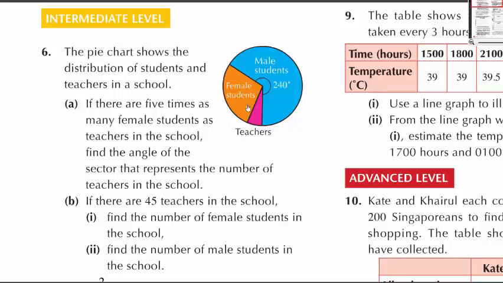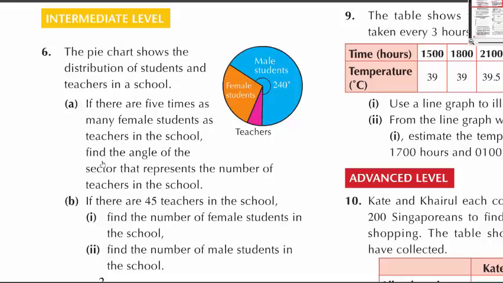So these two sectors, the angles are unknown. So let's read part A. There are 5 times as many female students as the teachers in the school. So which means that this is 5 times of the sector corresponding to the teachers. Altogether, there will be 6 parts. 5 parts in the orange sector and 1 part in the pink sector.